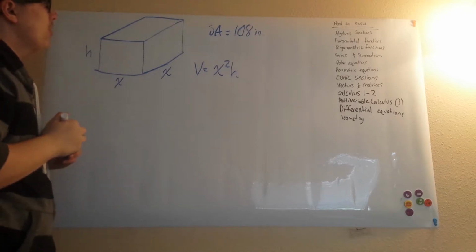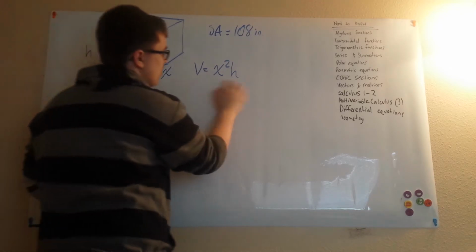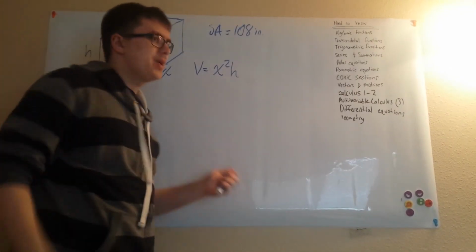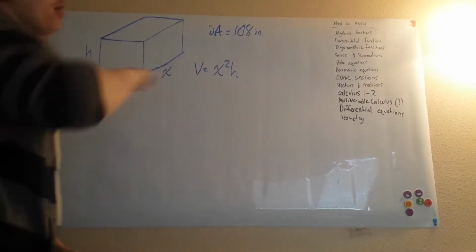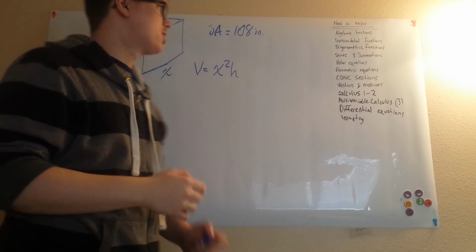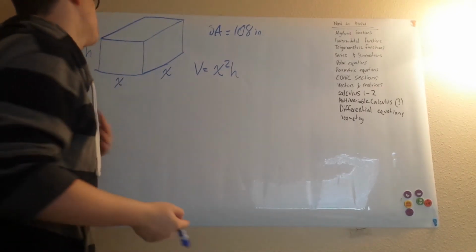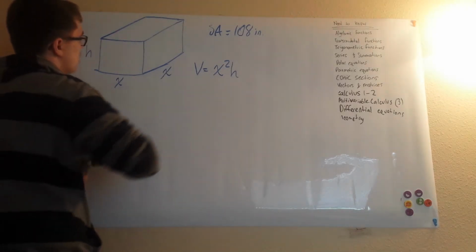But we want to find the maximum. And this is a function of two variables right here, and we can't really have that in these kinds of problems. We need a function of one variable and to find out where that maximum is. So we have to relate h and x. We have to substitute h for x's.